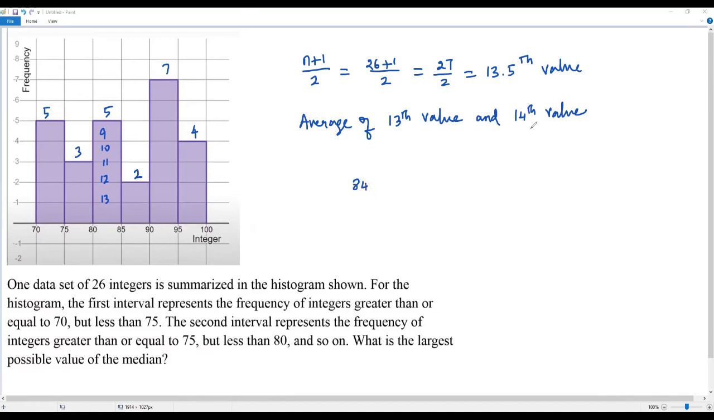Now let's consider the 14th value in the given histogram. We have the first 13 values from 70 to 84. Then we have 2 values in the interval from 85 to 89, that is the 14th value and the 15th value. In this interval the maximum value is 89, so the maximum of the 14th value is 89. Now we have the maximum of the 13th value and the maximum of the 14th value. Let's find the average of these two. When I find the average, I get 86.5. So this is the largest possible value of the median.